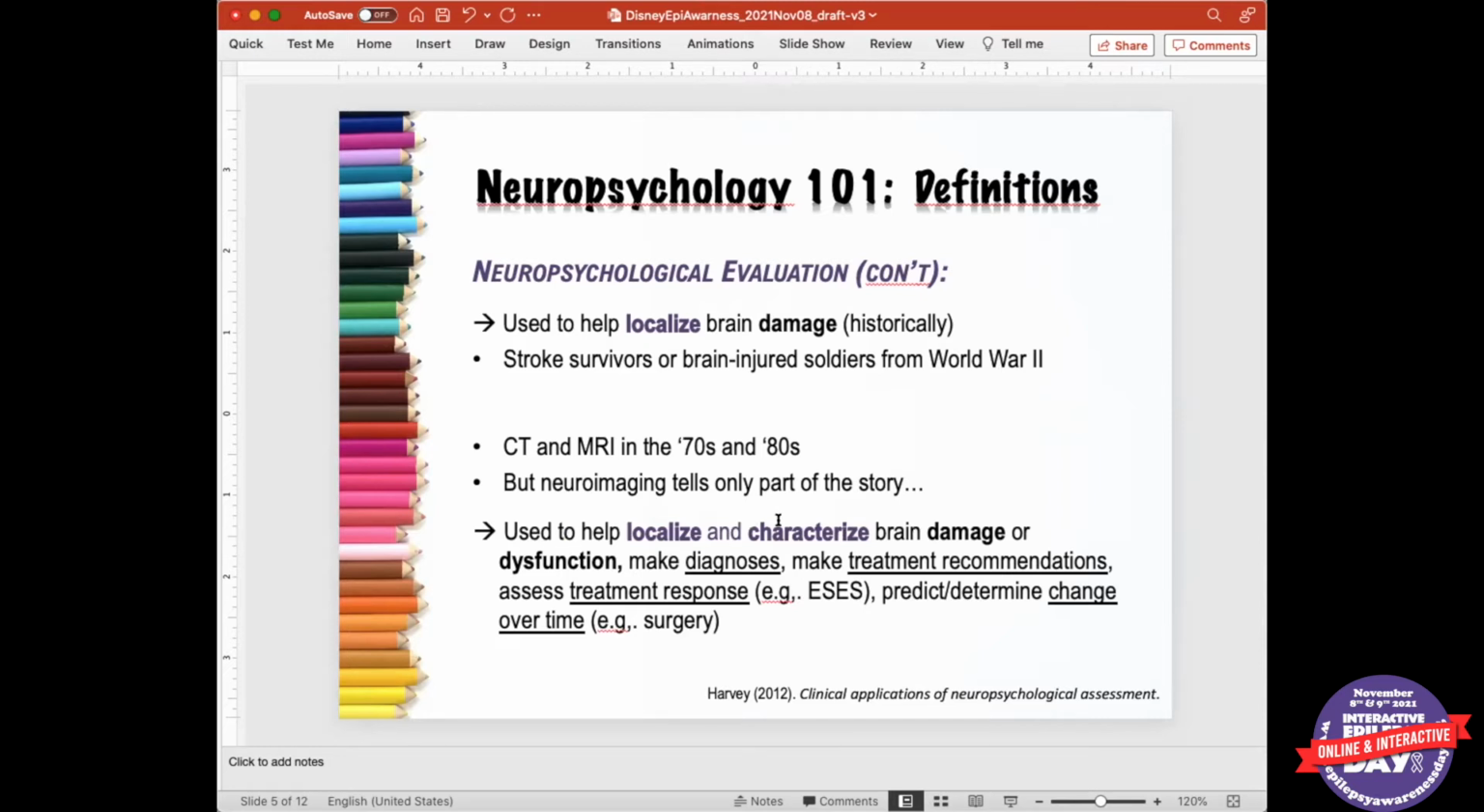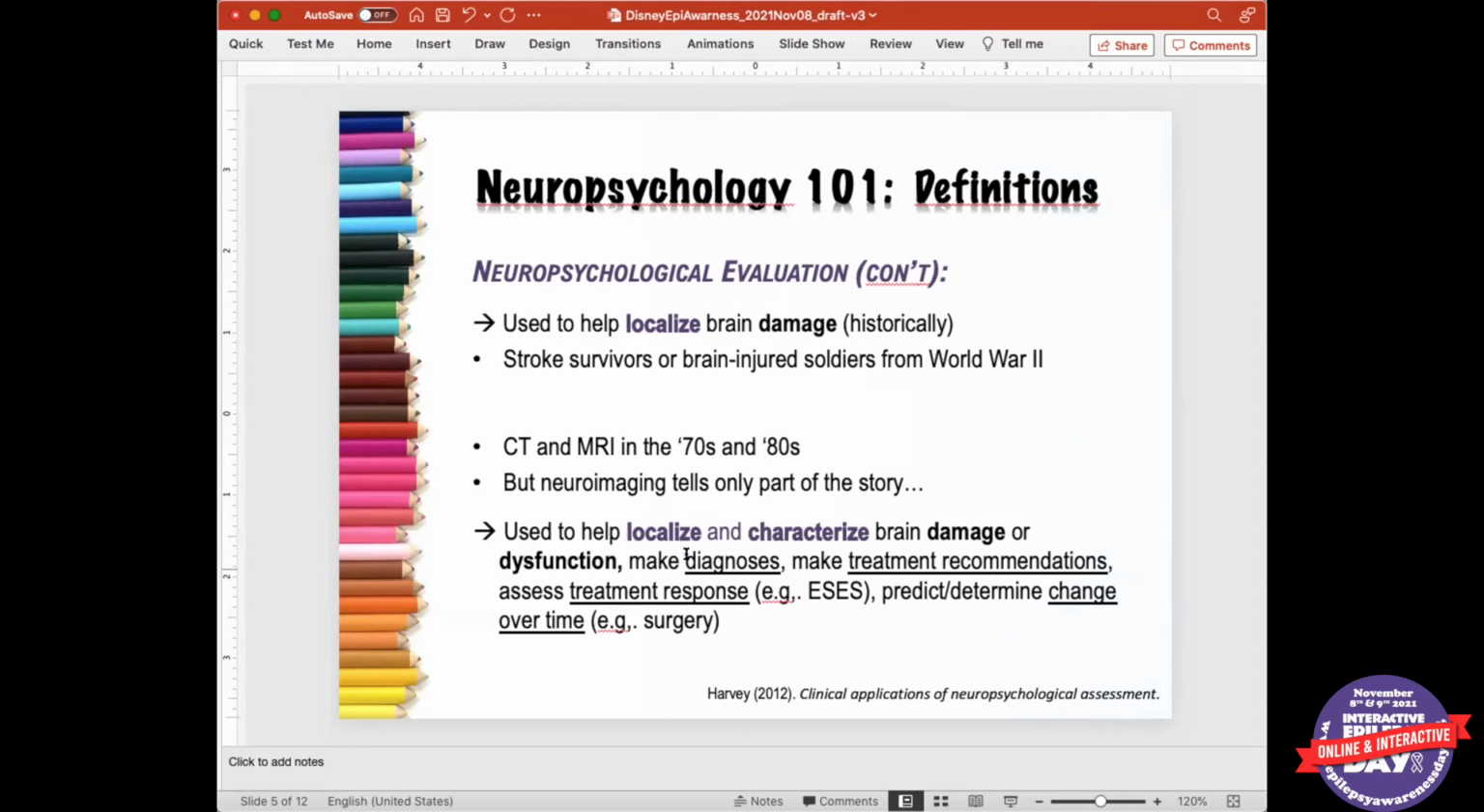I say brain dysfunction because sometimes we evaluate folks who have totally normal-looking brains, and they have a lot of difficulty. You can see this in some forms of epilepsy, for example, the idiopathic forms of epilepsy, where you have a normal MRI, but the child or the adult has a lot of trouble in life with day-to-day functioning, thinking, problem solving, things like that.